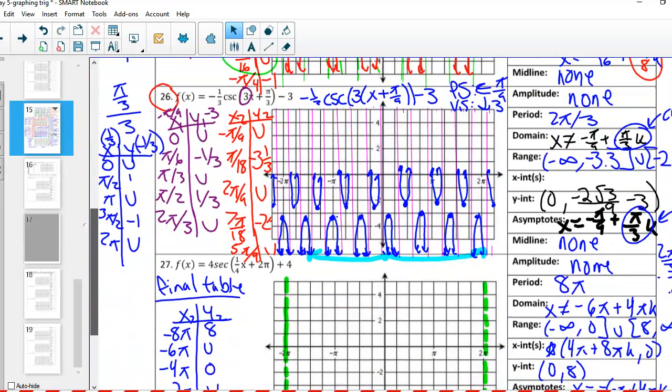Same thing with this one. Instead of it being, I think we said, I don't remember what we said, 2 pi over 3, it should be just pi over 3.